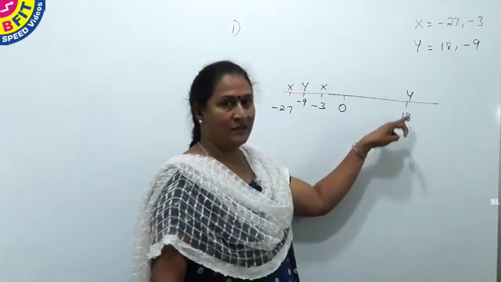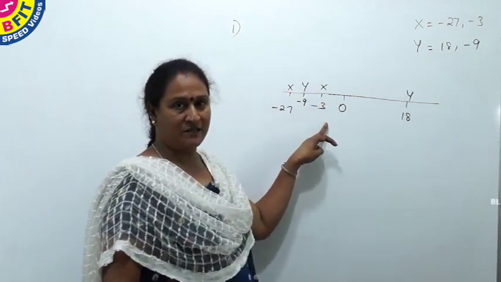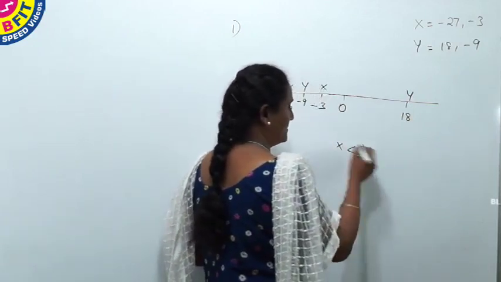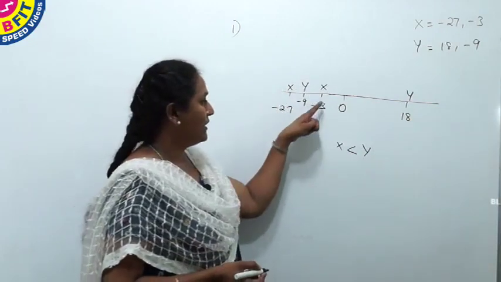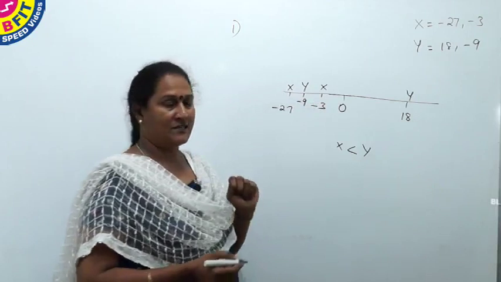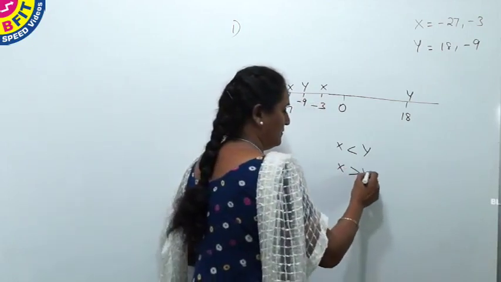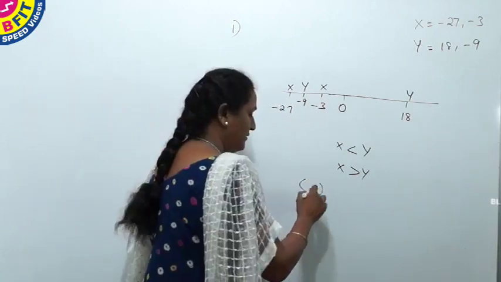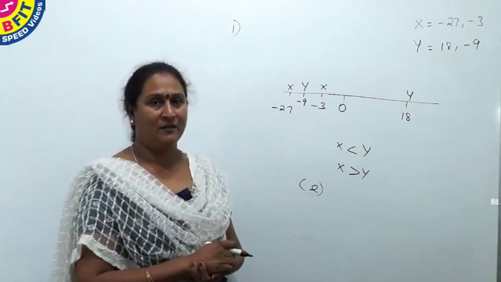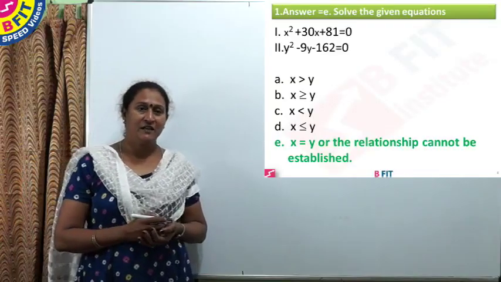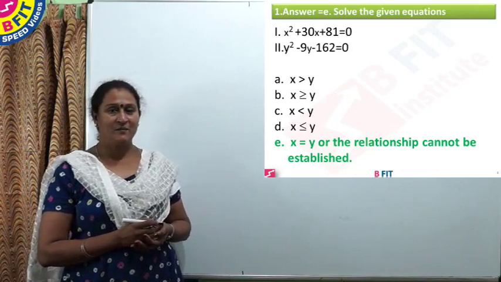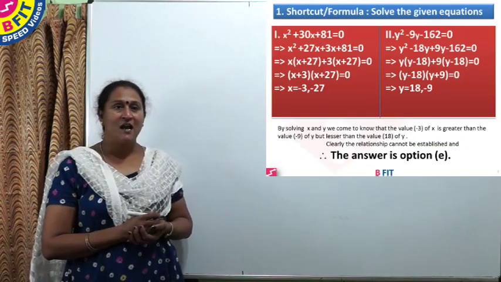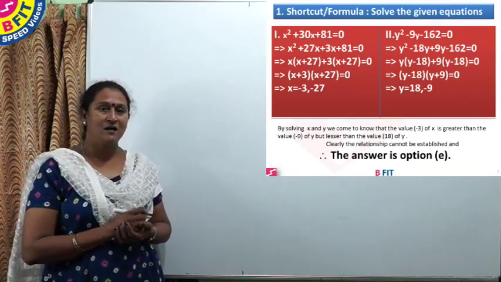Here y, 18, is greater than x, minus 3. So x is lesser than y. And now x, minus 3, is greater than minus 9. So we have a contradiction here. We have to go for option E, where the values cannot be determined. So the answer is option E, the relationship cannot be established. The working is given here clearly. As the relationship cannot be established, the answer is option E.